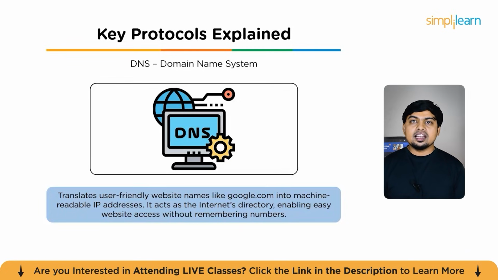Now let's go through a quick analogy. If IP addresses are street coordinates, DNS is the phone book that matches names to numbers.